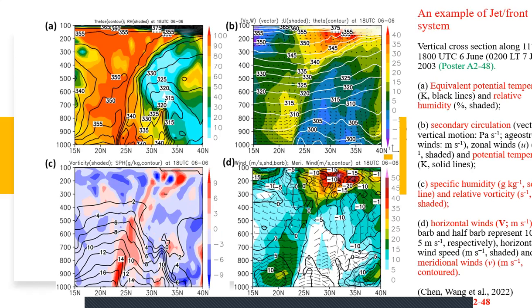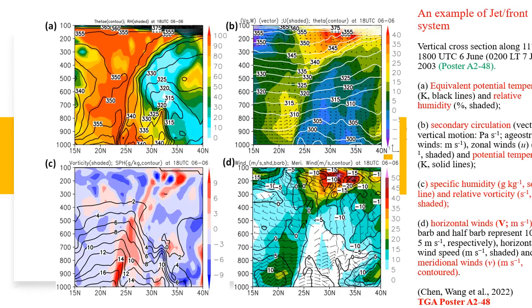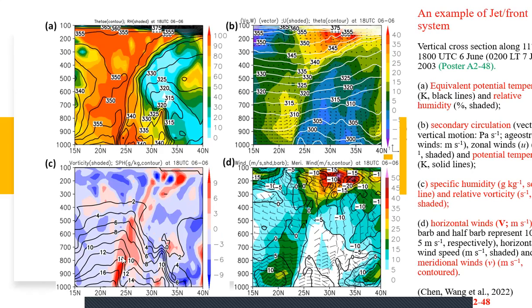And this is an example of a jet front system, and this is very typical. First, I would like to show the vorticity maxima. So you see this sloping frontal surface. So this is south, this is north. And you see that warm moist air is being lifted by rising motion ahead of the frontal zone.